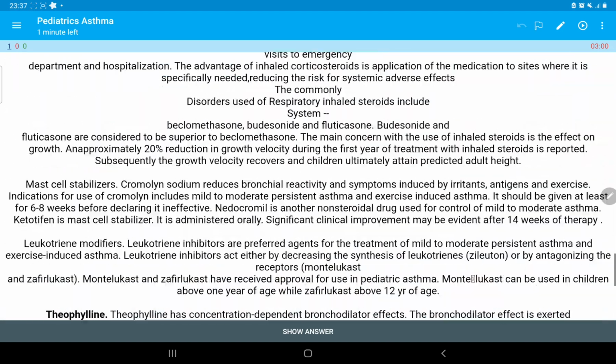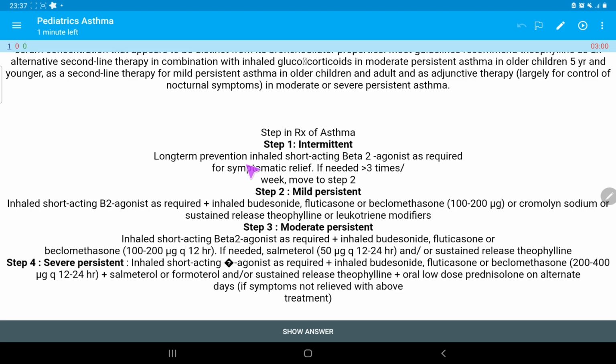So step 1, we can give long-term prevention with inhaled short-acting beta 2 agonist. Step 2, mild persistent, we can give short-acting beta 2 agonist plus inhaled budesonide, fluticasone or beclomethasone. Step 3, we can give beta 2 agonist and inhaled budesonide, fluticasone or beclomethasone, that is corticosteroids. If needed, we can give salmeterol. Same things over here, but we may need theophylline.